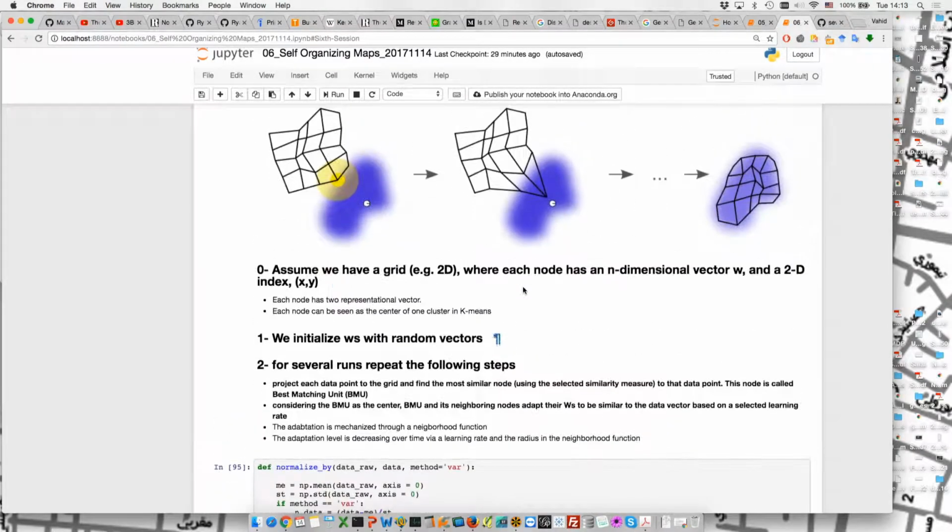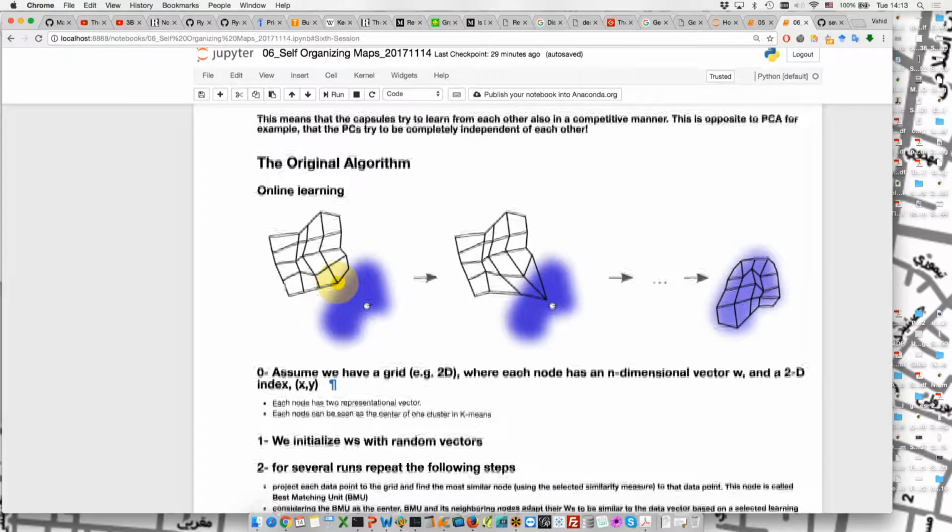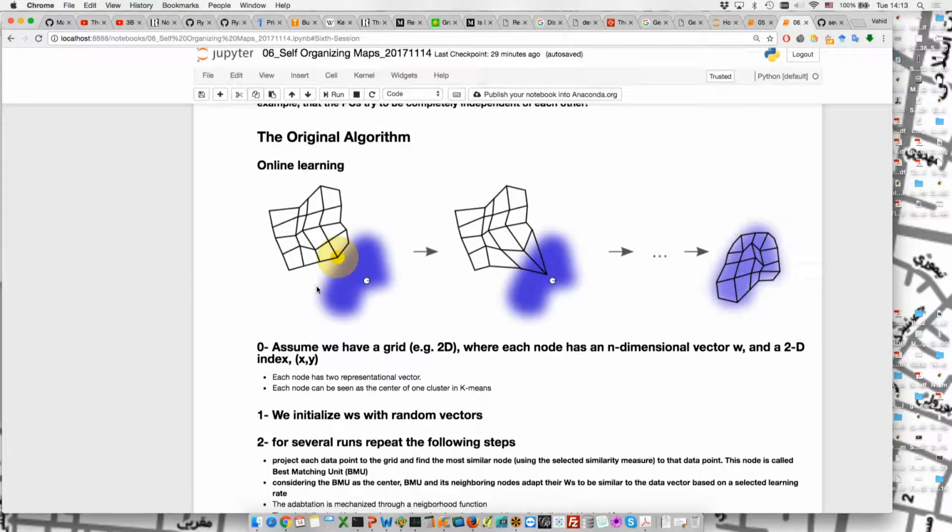So the idea, which was introduced by Kohonen in 1981, is very simple. It's called online learning, which is easy to implement as well. It says, assume we have a grid, here a two-dimensional grid, and each node in this grid has an n-dimensional vector, w, and a 2D index, which is x and y. So if you think about this dimensional reduction, this is x and y. Each node has two representational vectors. Each node can be seen as the center of one cluster in k-means as well.